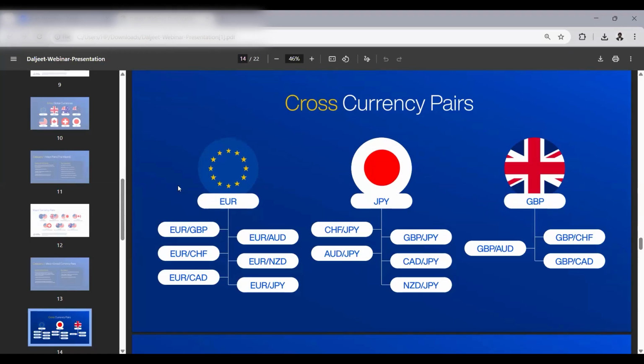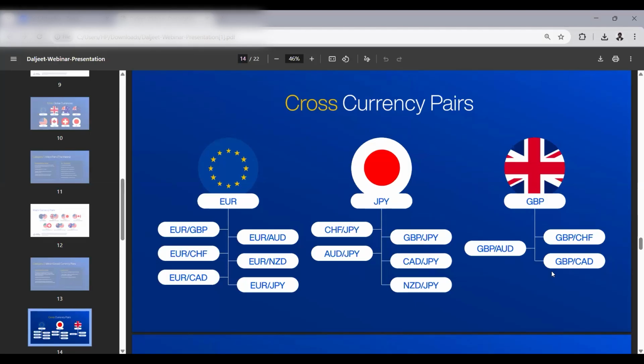Suppose, what are the currency pairs that form with Euro? Euro GBP, Euro CHF, Euro CAD, Euro AUD, Euro NZD, Euro JPY. So these are cross currency pairs. The currency pairs that make combination with JPY: CHF JPY, AUD JPY, GBP JPY, CAD JPY, NZD JPY. And the cross currency pairs with GBP: GBP AUD, GBP CHF, GBP CAD. So how will you differentiate?